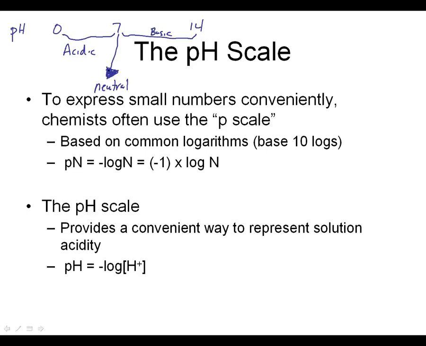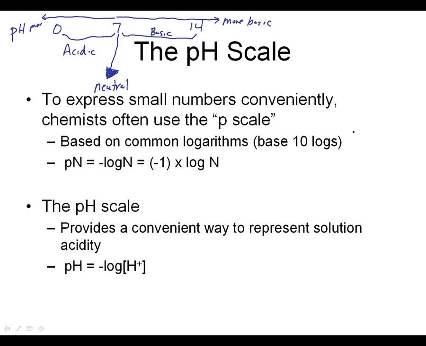7 is neutral. If it's slightly above 7, then it's basic. If it's slightly less than 7, it's going to be slightly acidic. 7 is sort of our mid-range. As you go towards 14, you become more basic. As you go towards 0, you become more acidic.